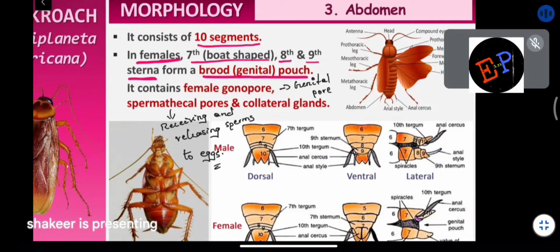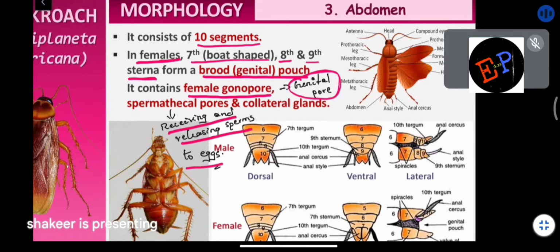Okay. So similarly, it contains a female gonopore. Gonopore means a small aperture or a small hole, or a genital pore. Pore means aperture. So it contains female gonopore also. Then spermathecal pores also, and collaterial glands also, in 7th, 8th and 9th segments. Clear? So female gonopore means a small opening, a small hole which is present. Spermathecal pores are responsible for receiving and releasing the sperms to the eggs.